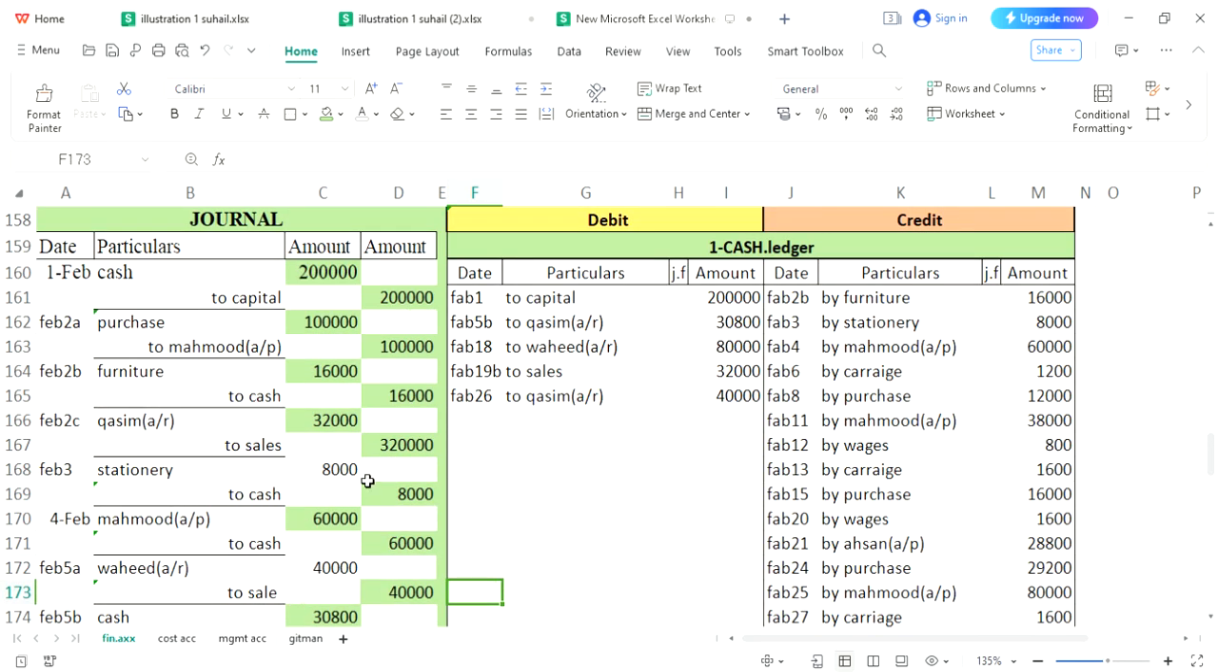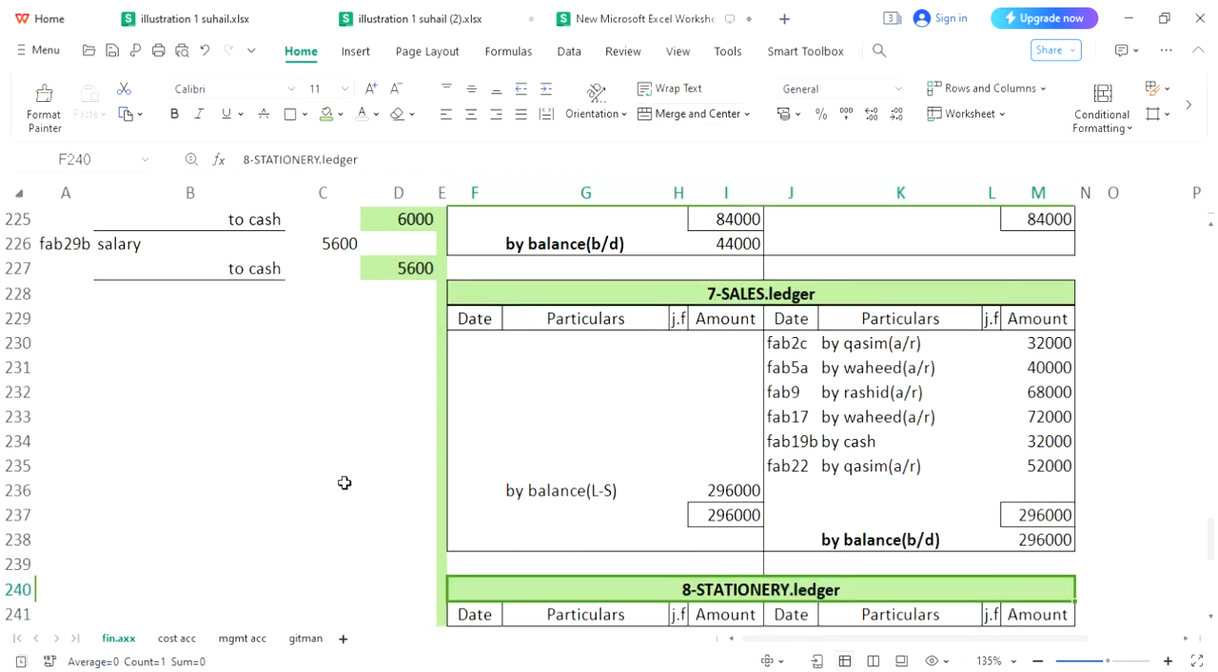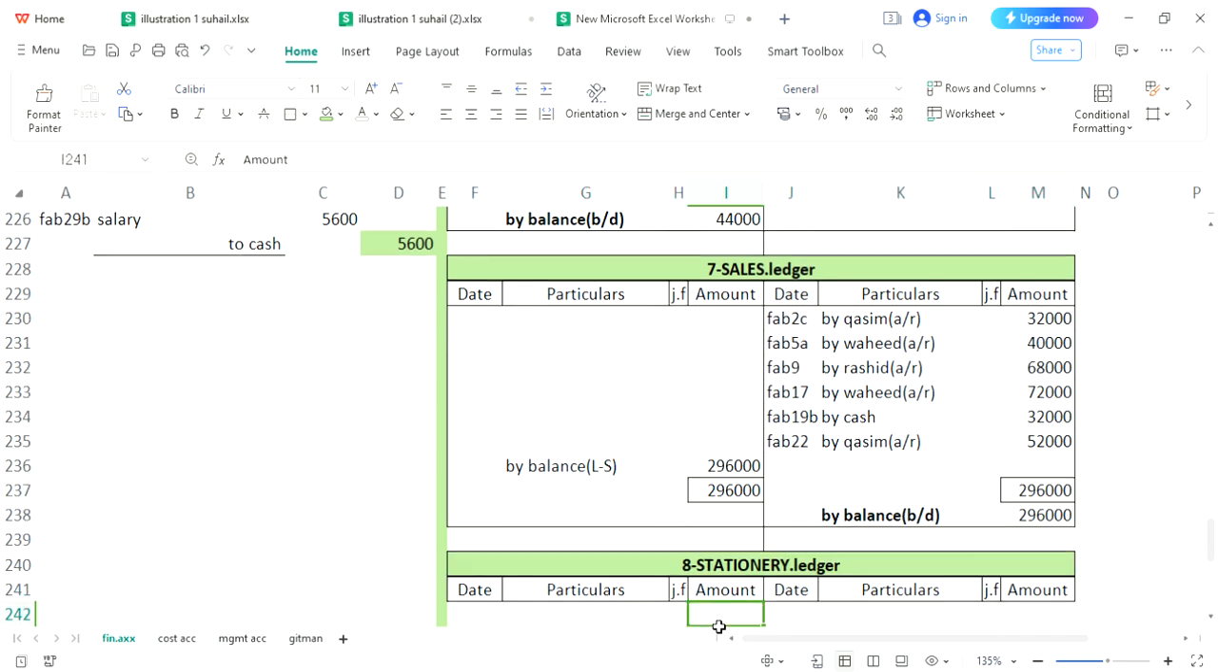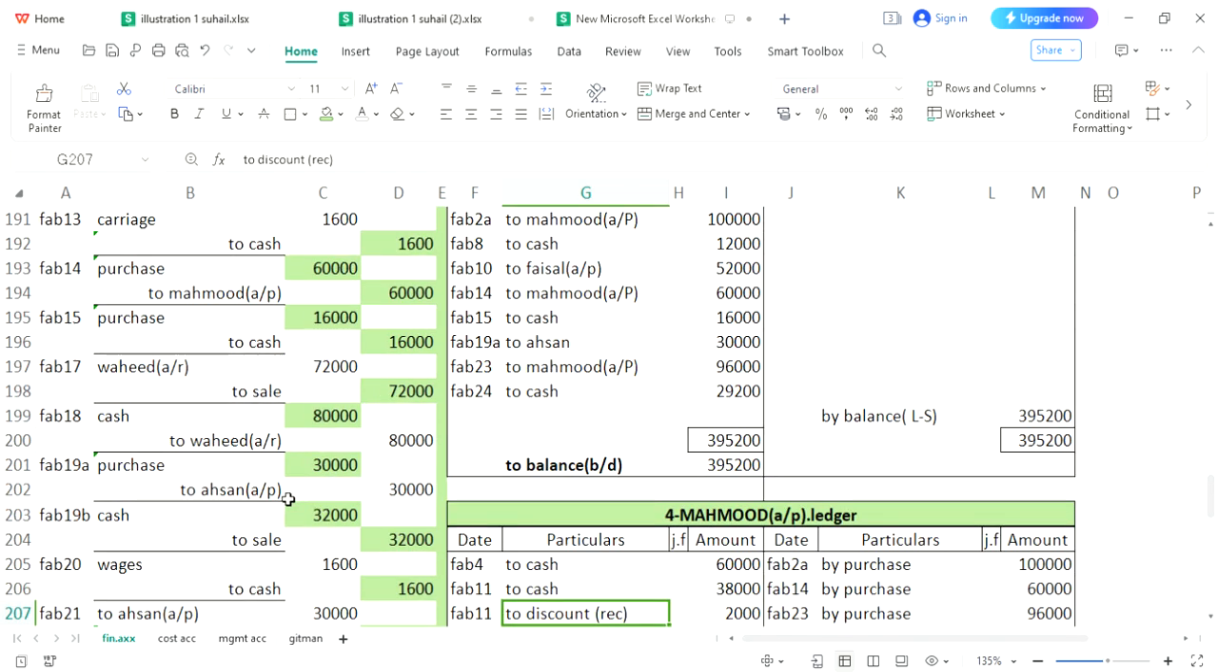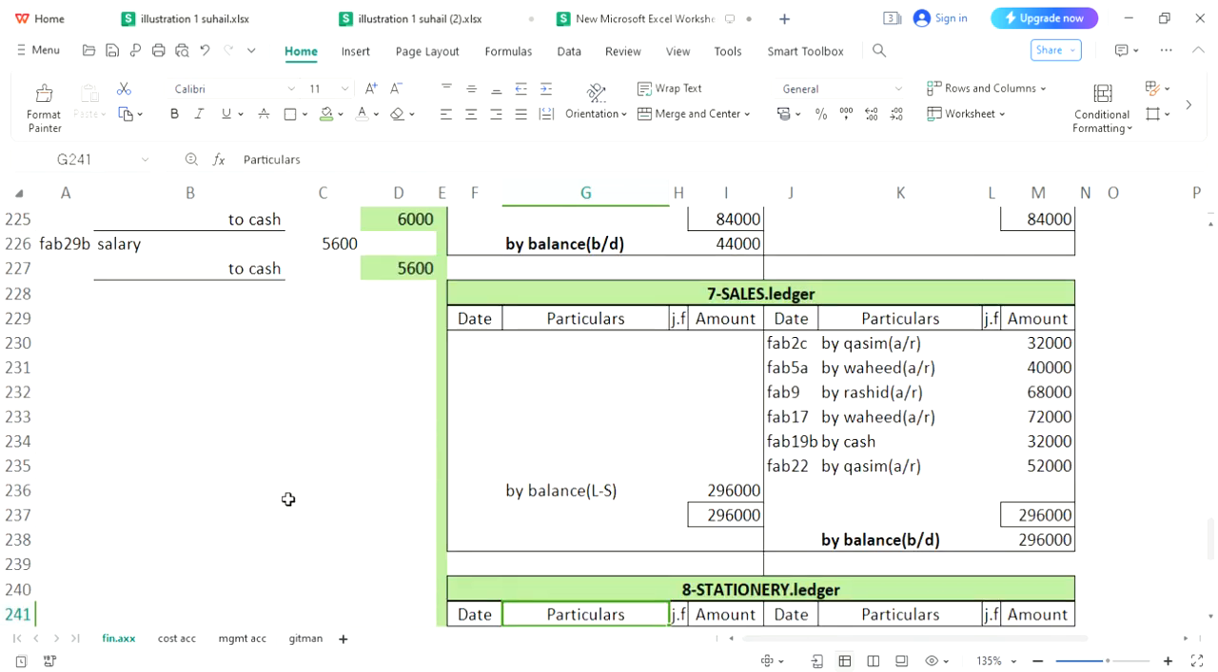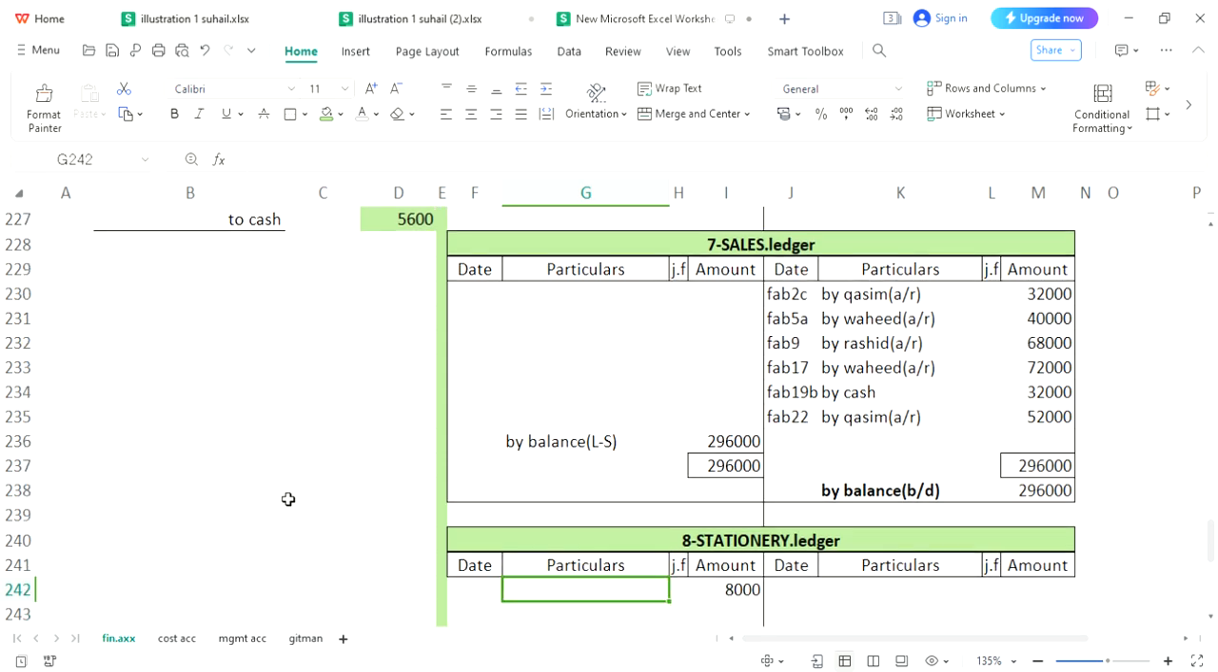Let's see where stationery is present. Here you can see 8,000 is written on debit side. So we'll go to the ledger and we'll write 8,000 on debit side for stationery. And now let's see what is the reference for it. Look here, stationery is debited by 8,000, reference is written cash, so we'll go and write down cash in front of 8,000 as a reference.